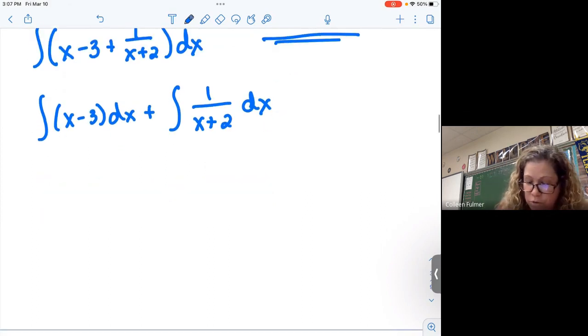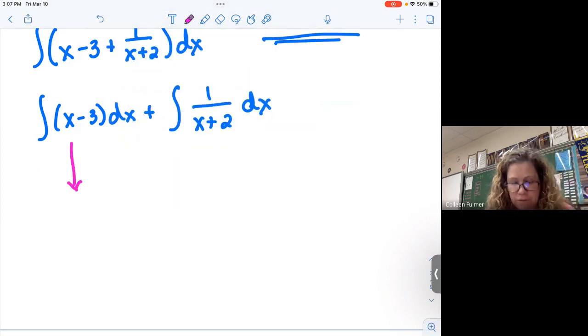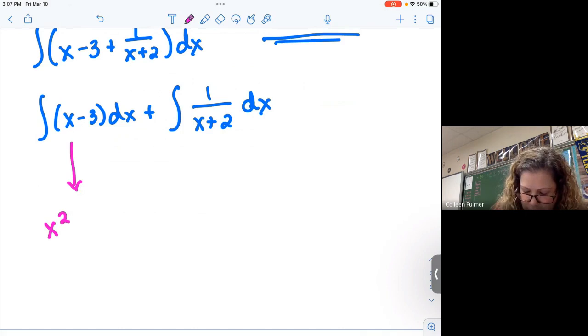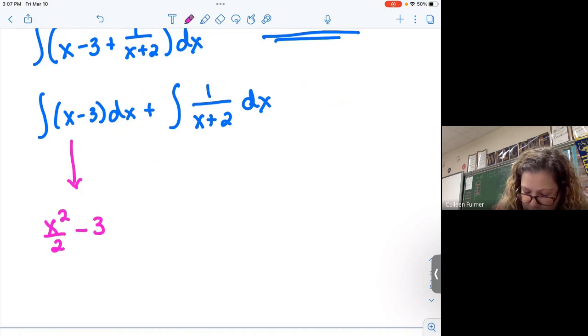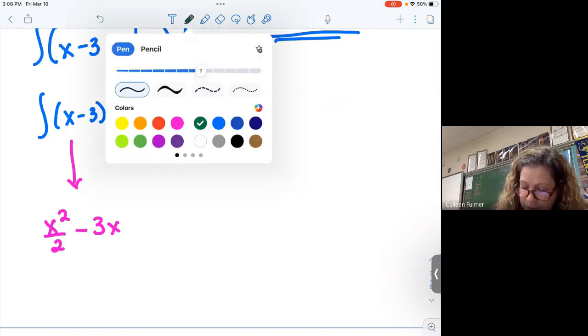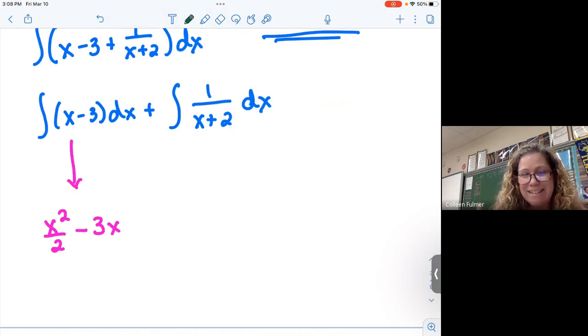I'm going to do the one on the left pretty easily. The antiderivative of x is x to the second divided by 2, or 1/2 x squared if you prefer writing it like that. And the antiderivative of negative 3 is negative 3x. And I'm done with that first piece. I don't need to put the plus C there because I'm going to put the plus C at the very end when I'm done. This other piece has stuff in the denominator, so I'm going to do a u substitution.